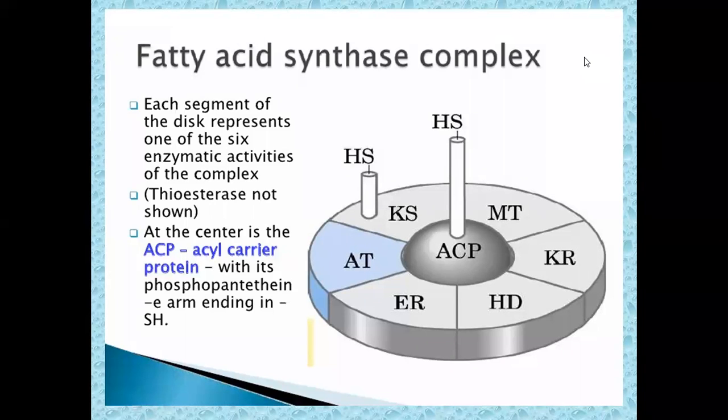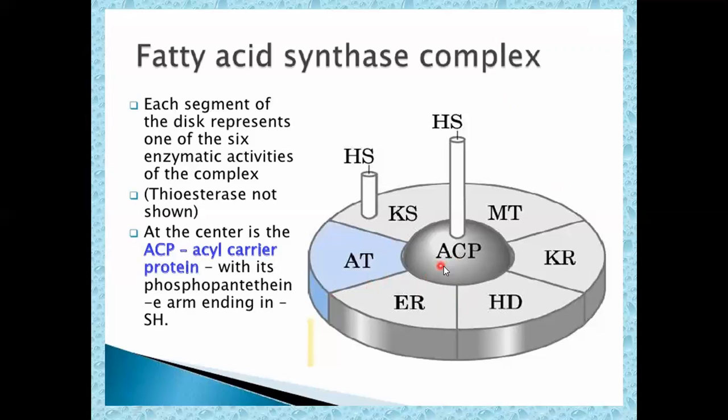Today we will discuss the structure of the fatty acid synthetase enzyme complex. This enzyme complex plays a very important role in the biosynthesis of fatty acids. Basically, this enzyme complex consists of different subunits which are present as a disc-like structure that is collectively called the fatty acid synthetase complex. The structure of this complex is common in bacteria as well as in plants. Now, each segment of the disc represents one of the six enzymatic activities of the complex.